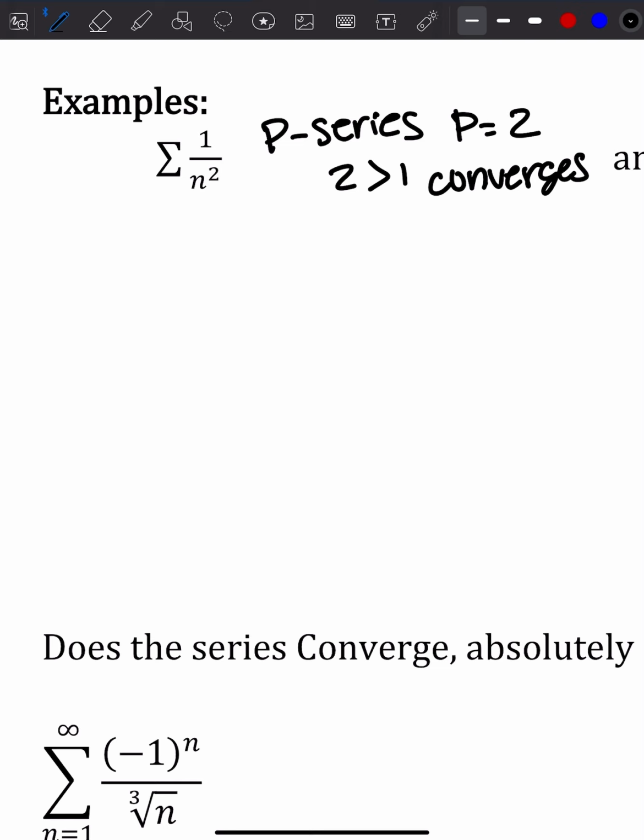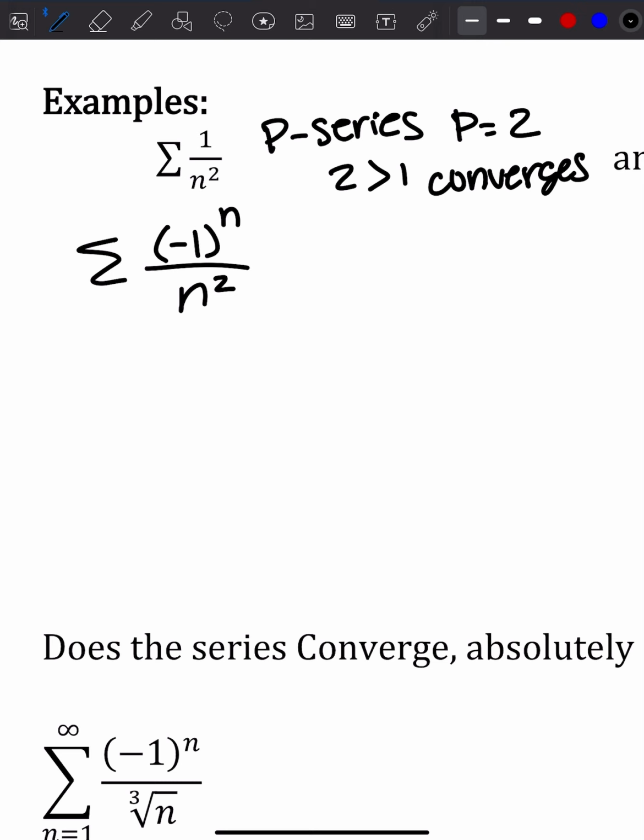So now what we need to do is look at anything that would need an absolute value. If we took the absolute value of this, it's not going to matter, but what would matter is if we have an alternating series. So if I have an alternating series of 1 over n squared, so I have negative 1 to the n power divided by n squared, that's our alternating series of that p-series. So now we're going to look at the absolute value of this.